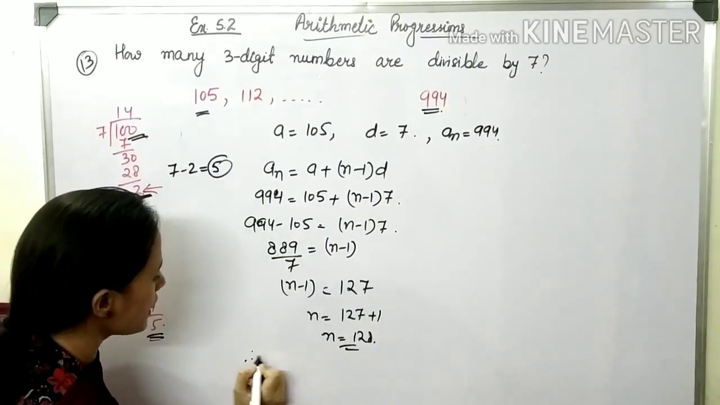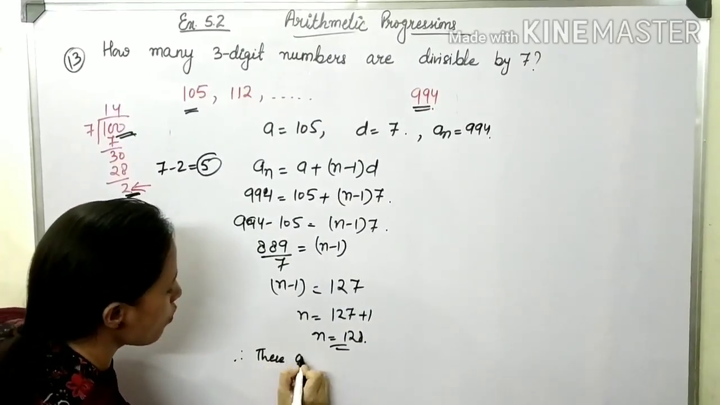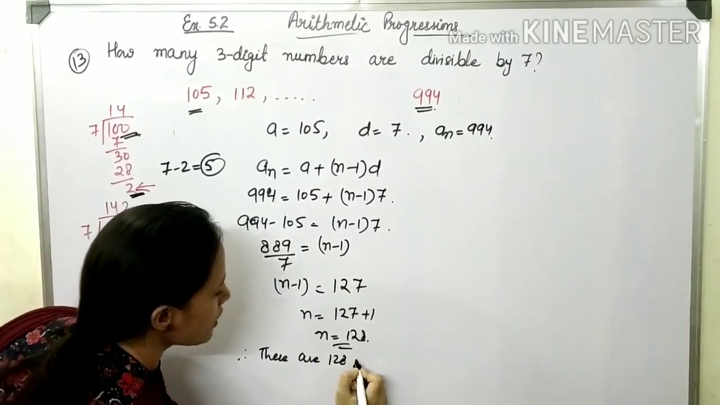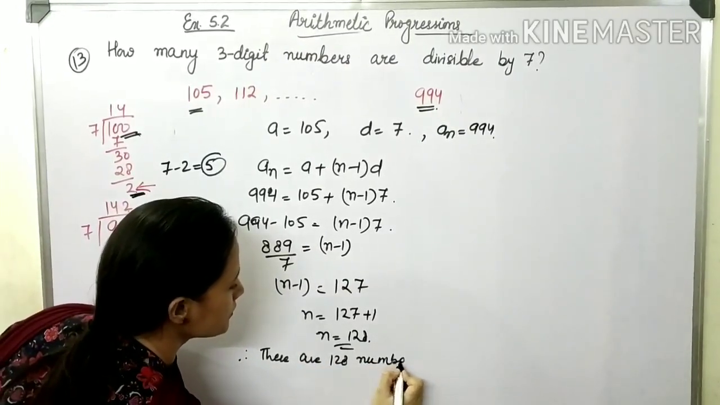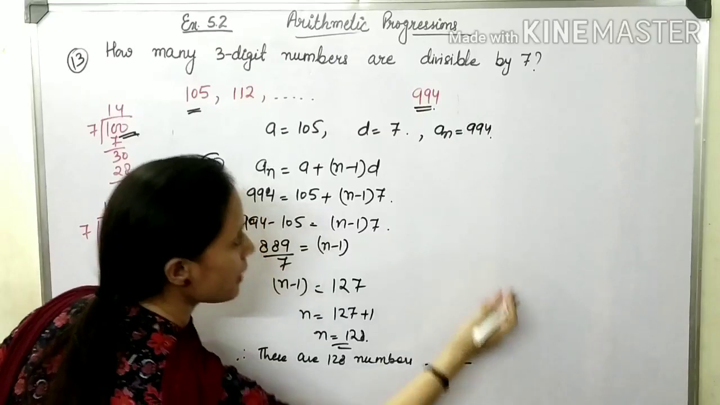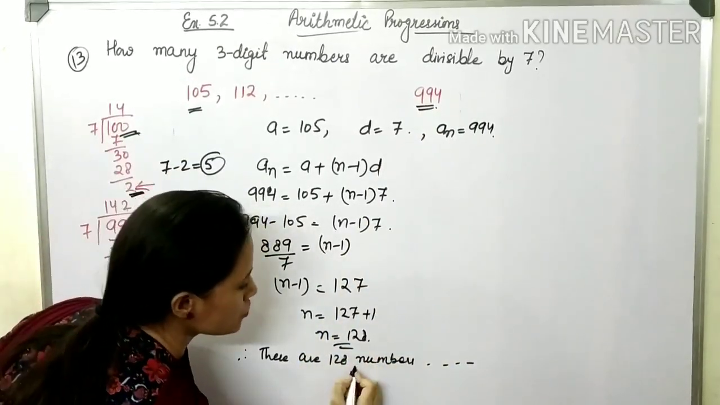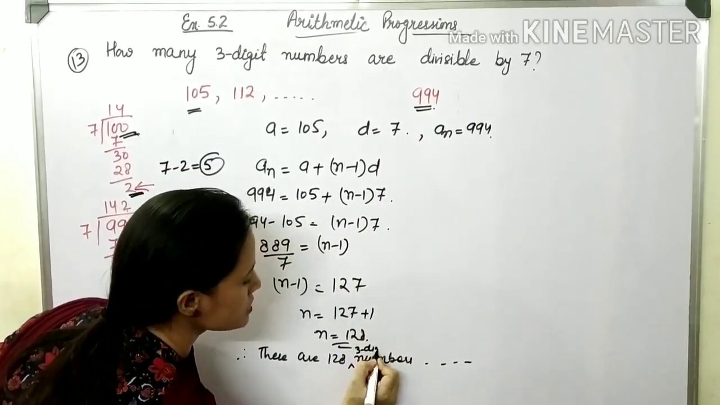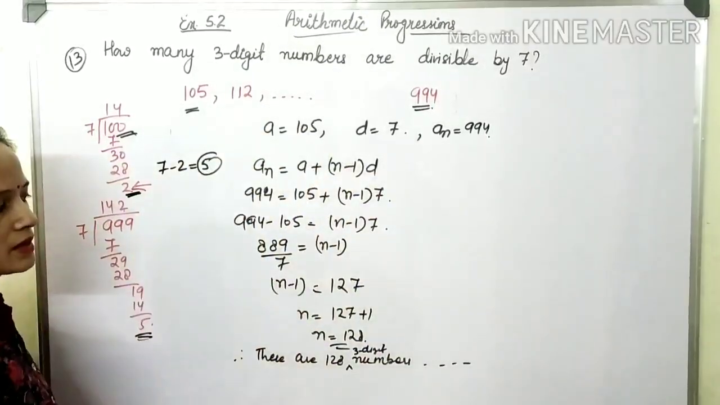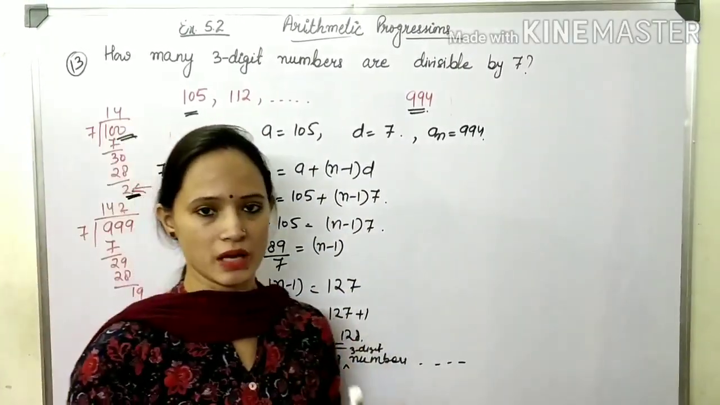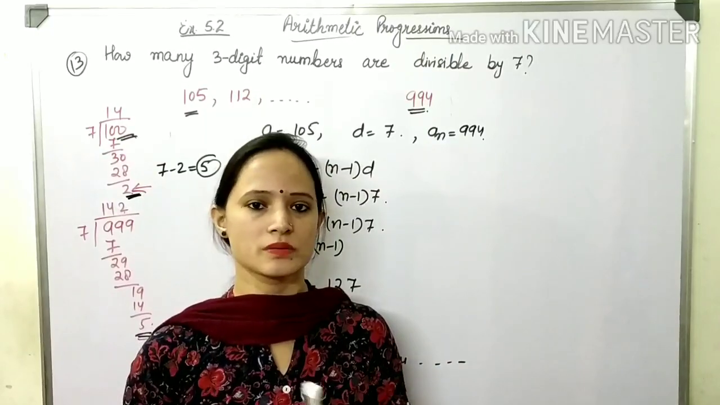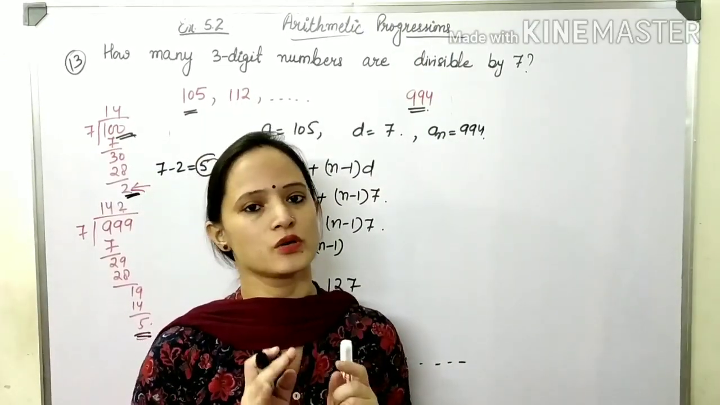So therefore there are 128 terms or numbers which are divisible by 7. Actually you should write 128 3-digit numbers which are divisible by 7. So this concept is very important. The next question is also similar to this question only, so I hope you can easily do that question.